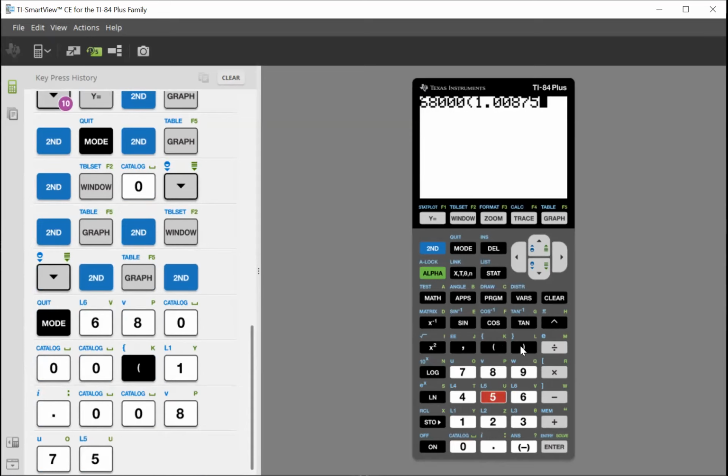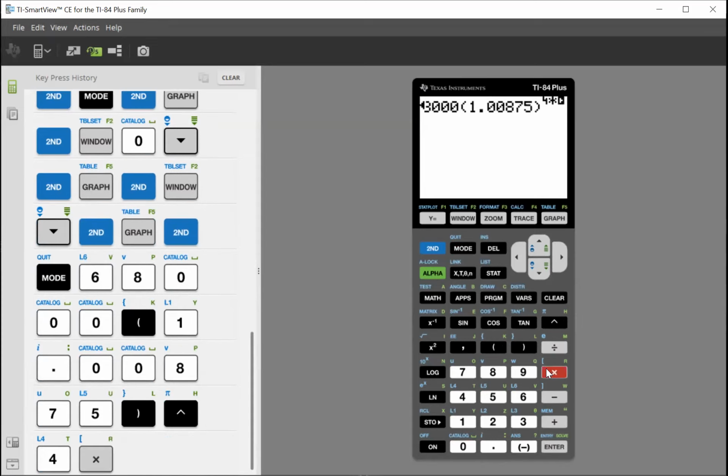1.00875. Close parentheses. Do your exponent. And my first one was 4 times 0. And then when you hit enter doing that, you'll get the same answers, but you just got to do it 4 different times. So that'd be another way to do that one, okay?